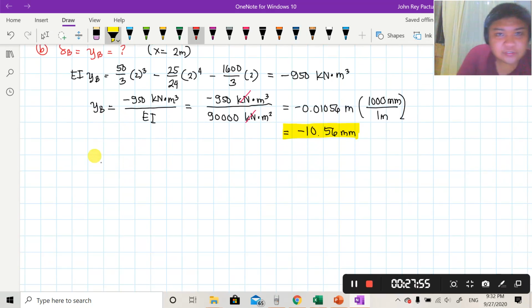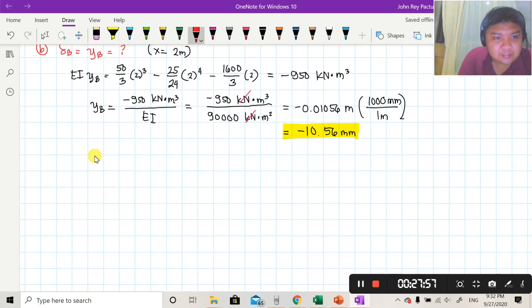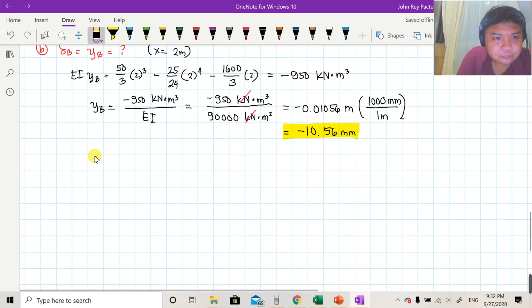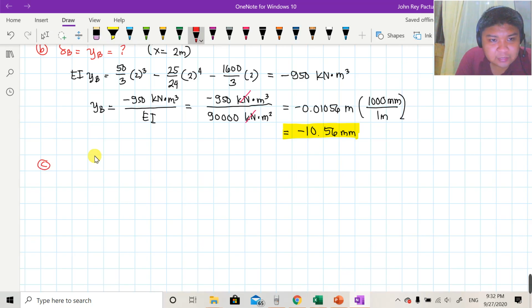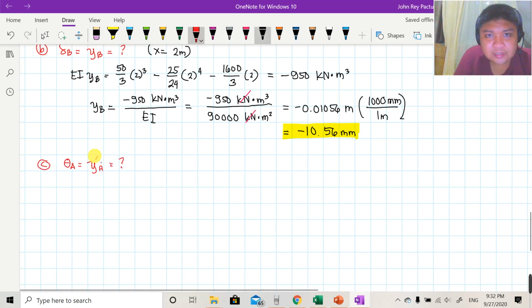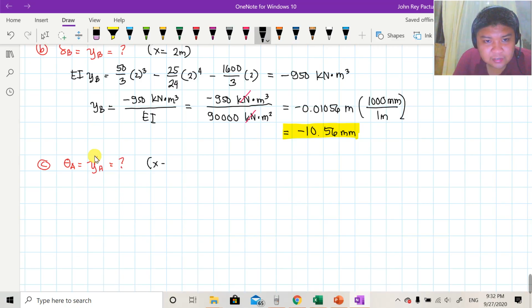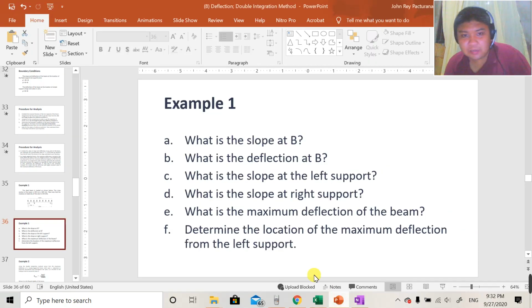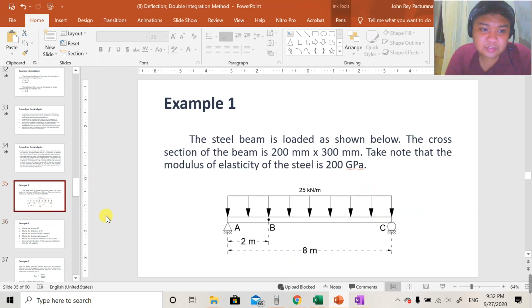So, next tayo for letter C class. Ang next na question doon is what? Ang next question is, kailangan daw natin malaman yung slope sa A. So, slope at A or Y prime A nga, 'di ba? And of course, ang gagamitin natin dito class na value ng x ay 0. 'Di ba? Kasi nga what is the slope at the left support pala.